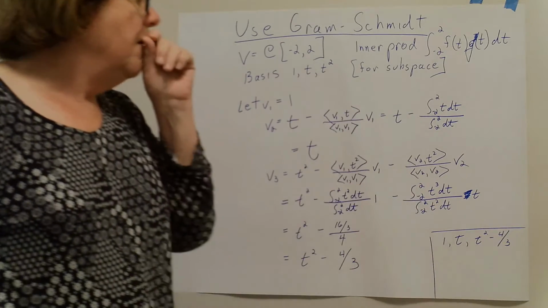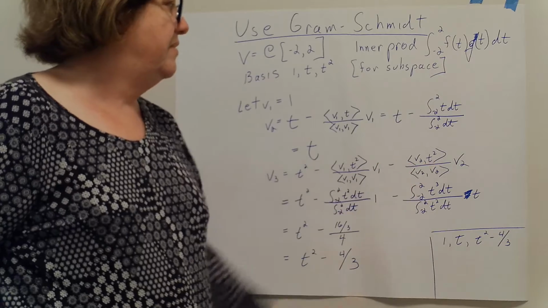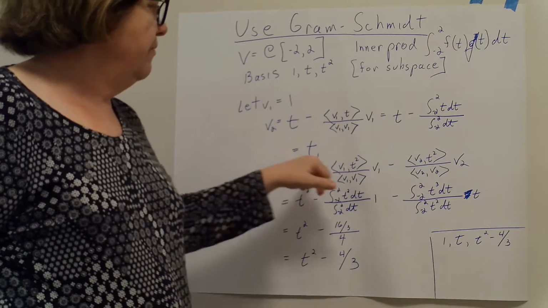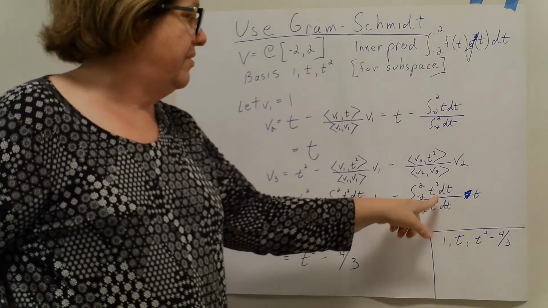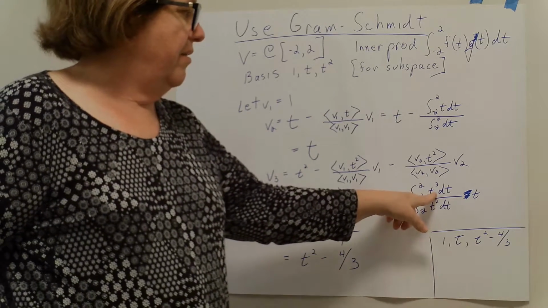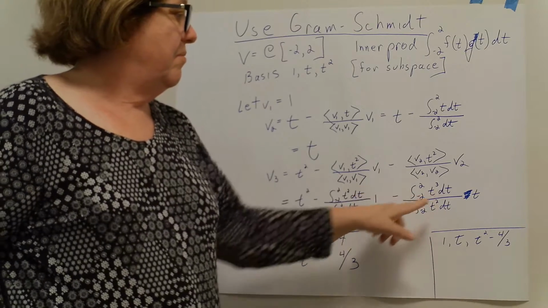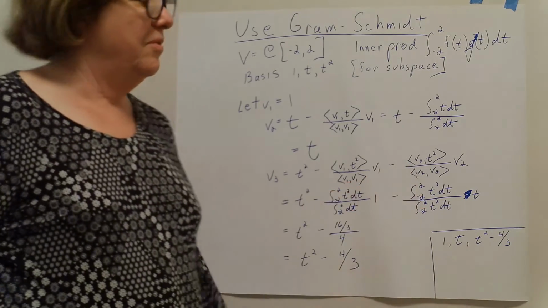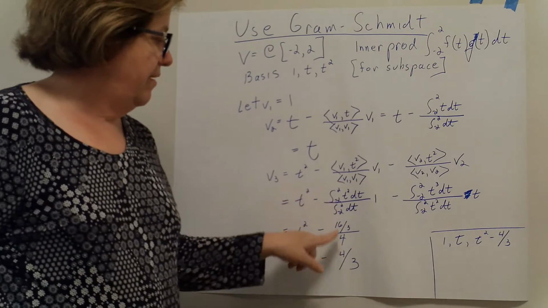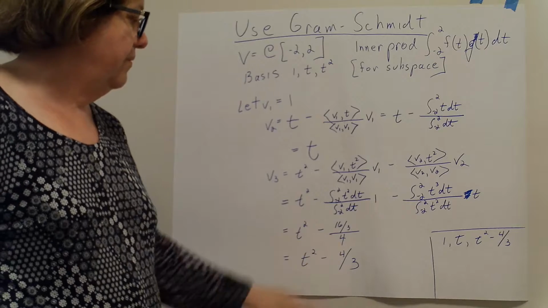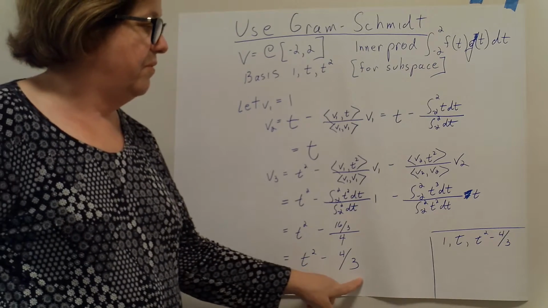Once again, I want to do the inner product of V2 and t squared. V2 is t. T times t squared is t cubed. Our integral is going to be t to the 4th over 4. So from -2 to 2, that's going to be 0. That's why that drops out. And here we're left with 16/3 over 4. So our end result is t squared minus 4/3.